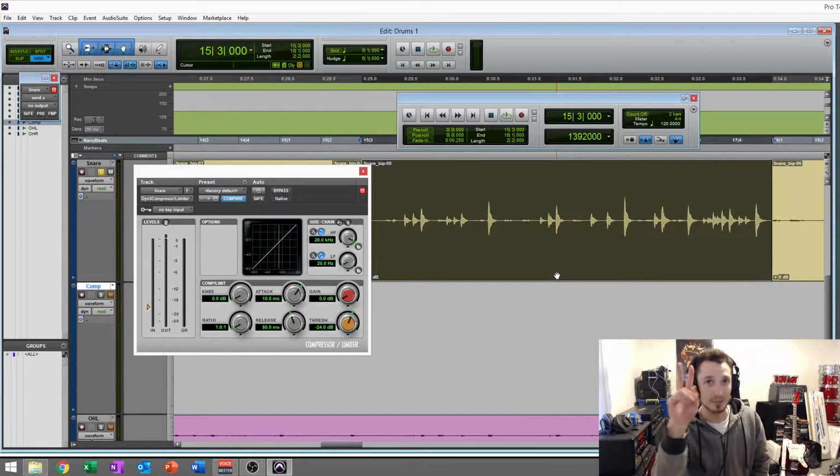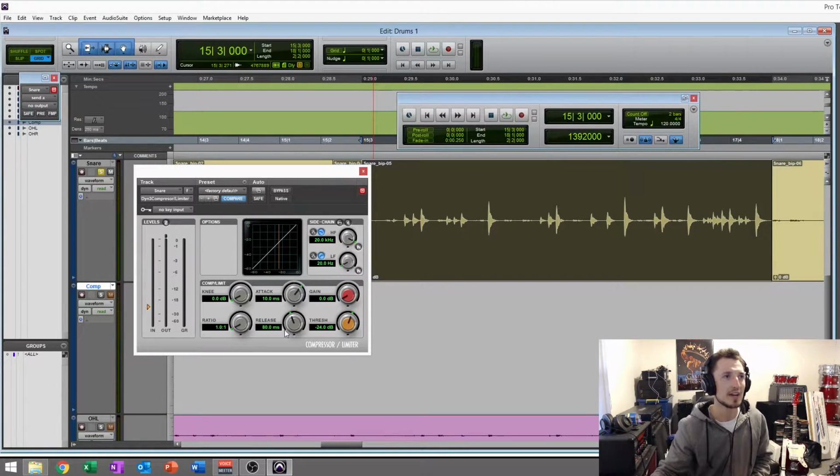The first two things that we need to consider are our threshold, okay, and our ratio. So our threshold determines when we want to start compressing, all right? So when do we want to start pulling that volume dial down? The second parameter is our ratio, and that determines how much we want to pull that volume fader down, okay? So I'm going to start off by bringing my threshold down, okay?